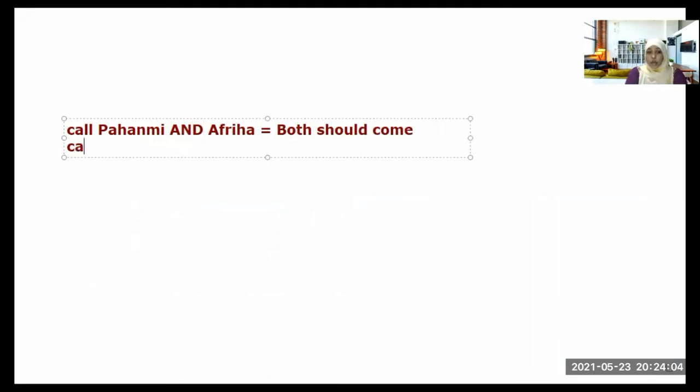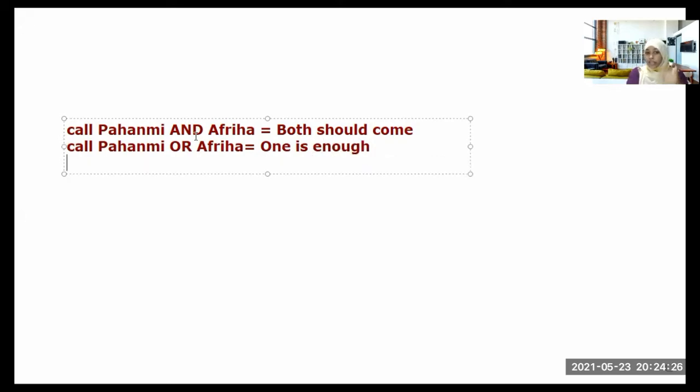If I tell call Pahanmi or Afriha, that is equal to what? 1 also is more than enough. If 1 also came, it is more than enough. No need for both of them to come. So 1 is enough. Understood? So that is the OR gate.